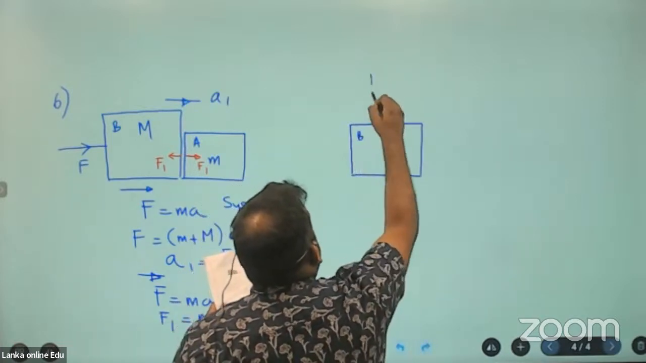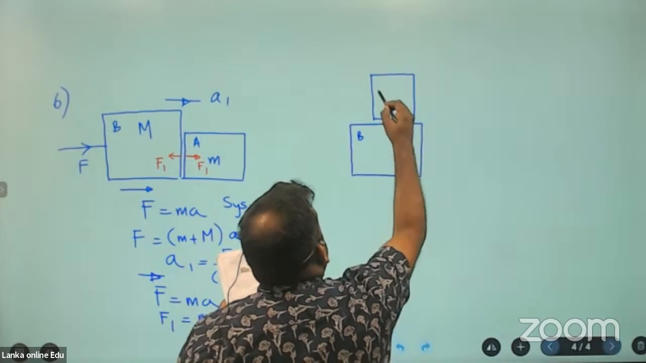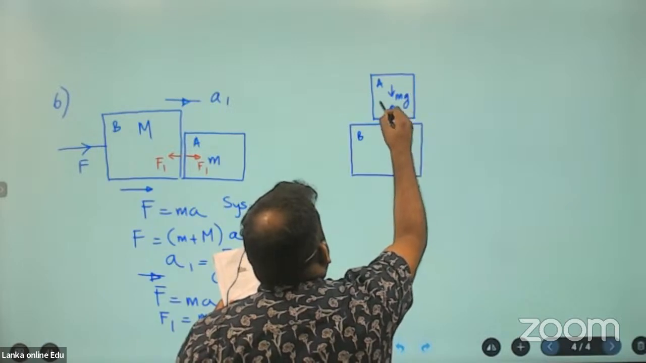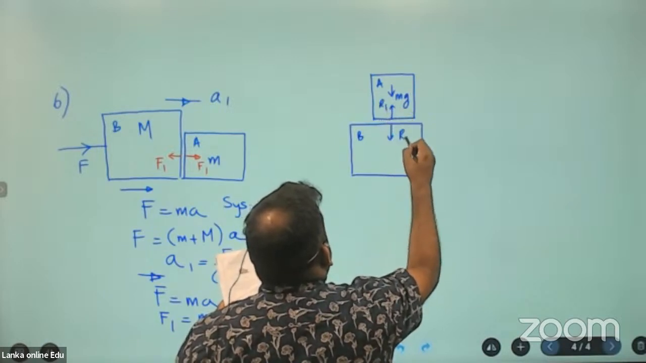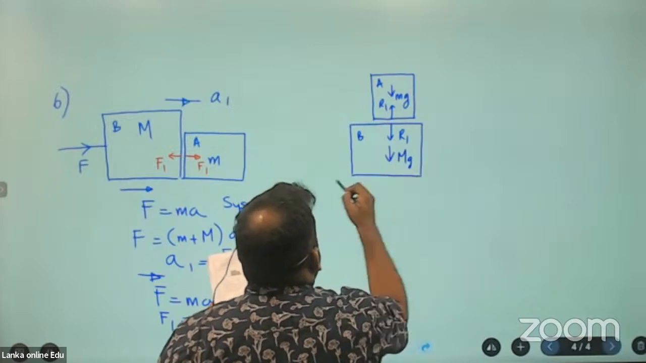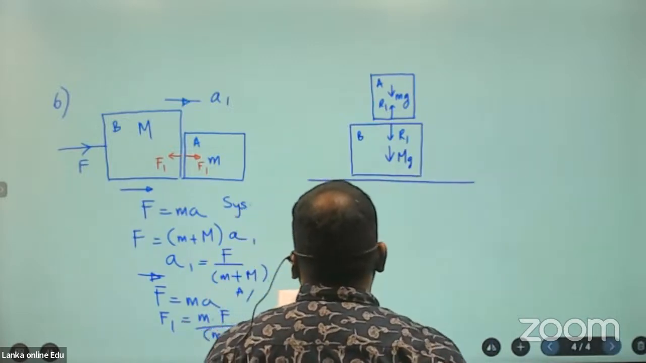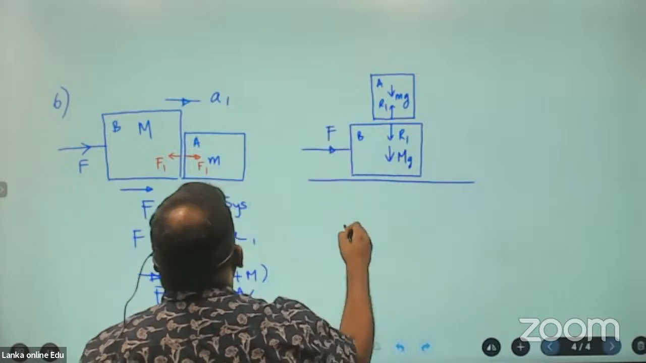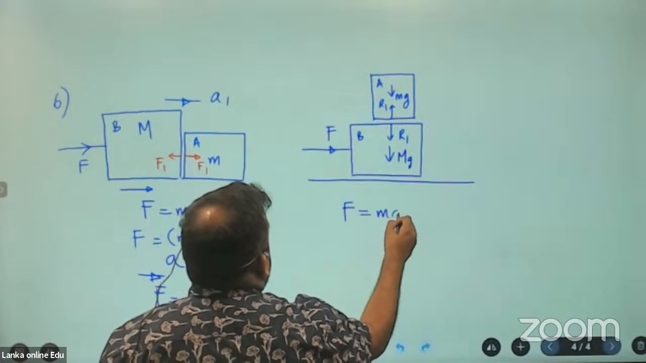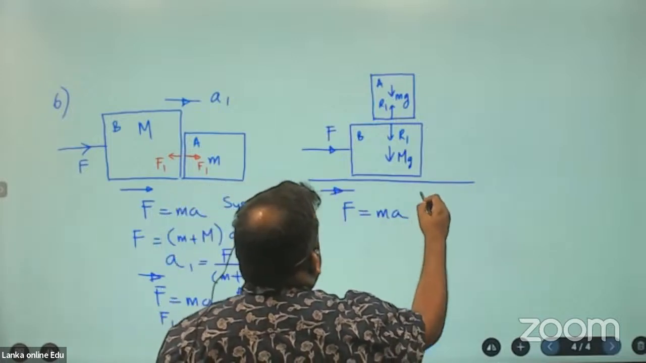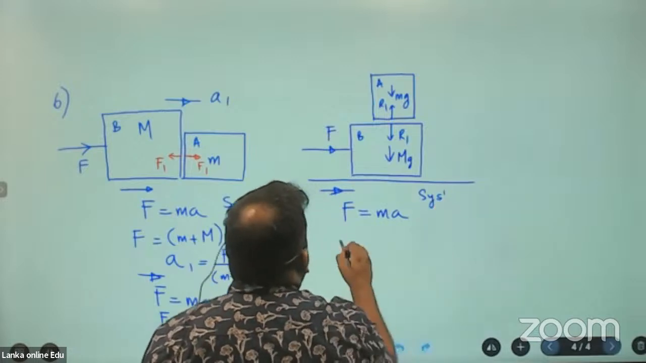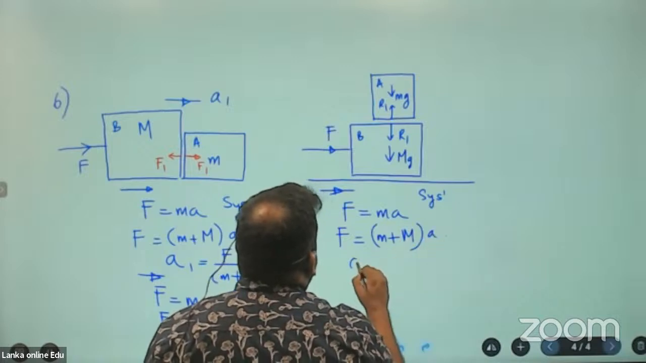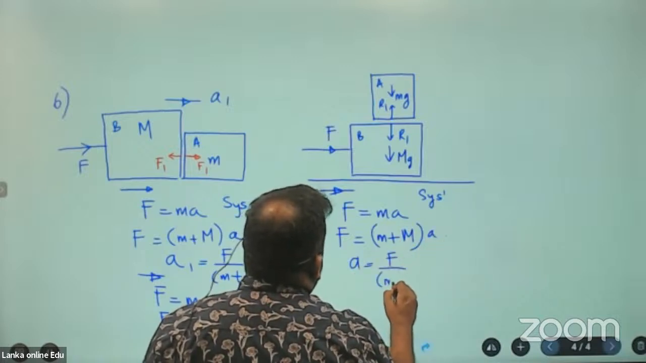Next instant, B is here and A is on top. Here you have mg. Don't forget, normal reactions are acting. Here, Mg. And of course, it is a smooth surface. Here you go, F. If I apply F = ma on the system, F is equal to (m + M) times acceleration a. So a is equal to F divided by (m + M).